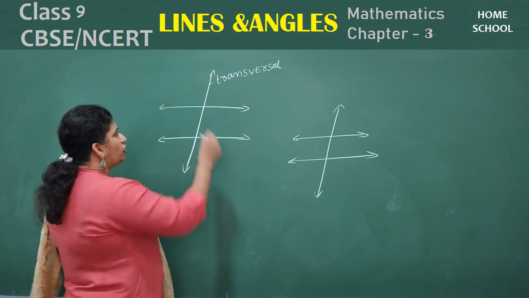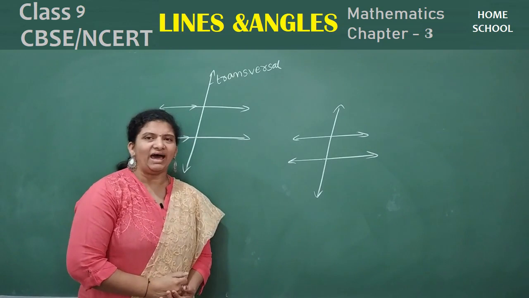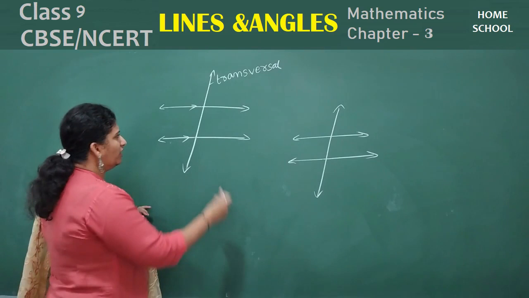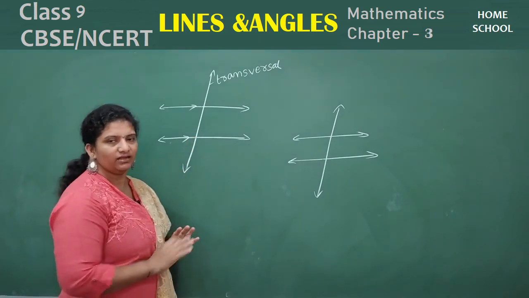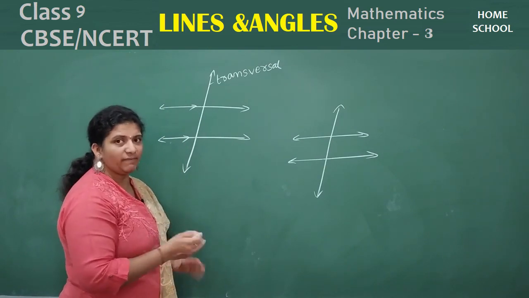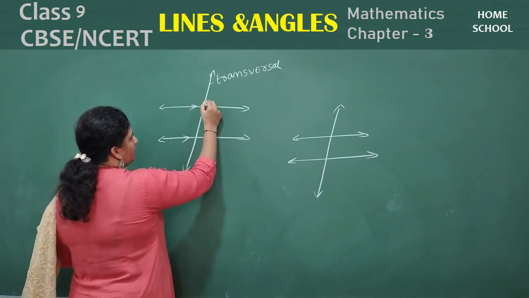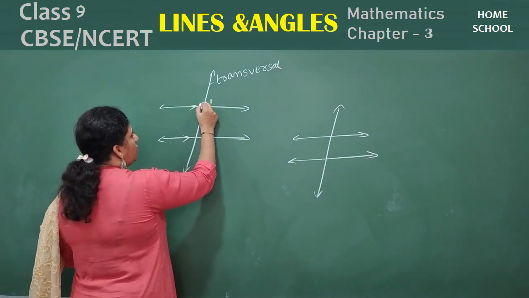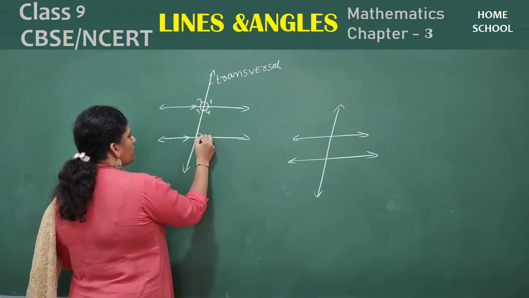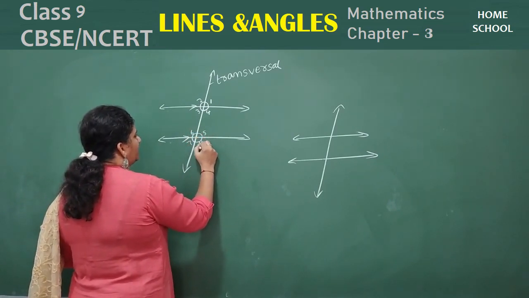So here now I am going to talk about a transversal drawn on two parallel lines. So what does it do? I am going to show you here. It creates many angles here, children. A transversal, when it is drawn on two parallel lines, makes many angles, and what is the relation between them we are going to discuss now. So now let me mark your angles like this: 1, 2, 3, 4, 5, 6, 7, 8. Okay.